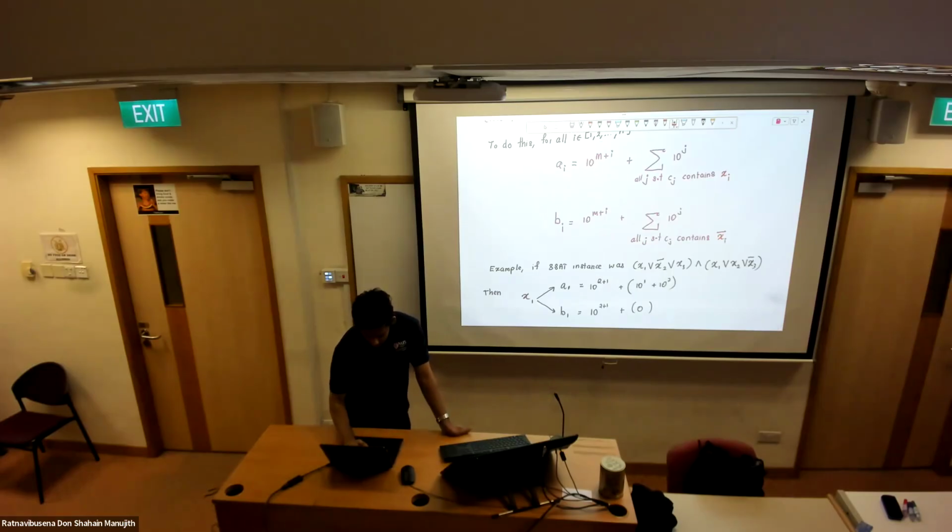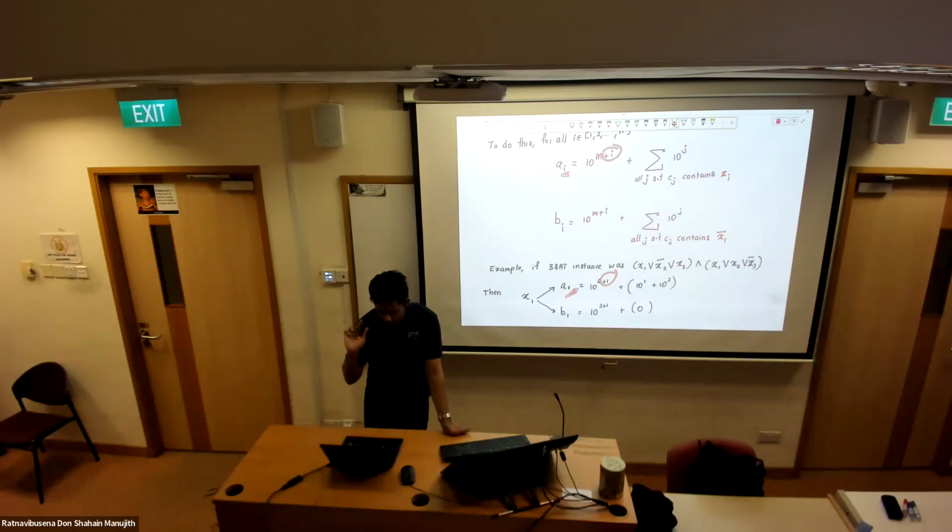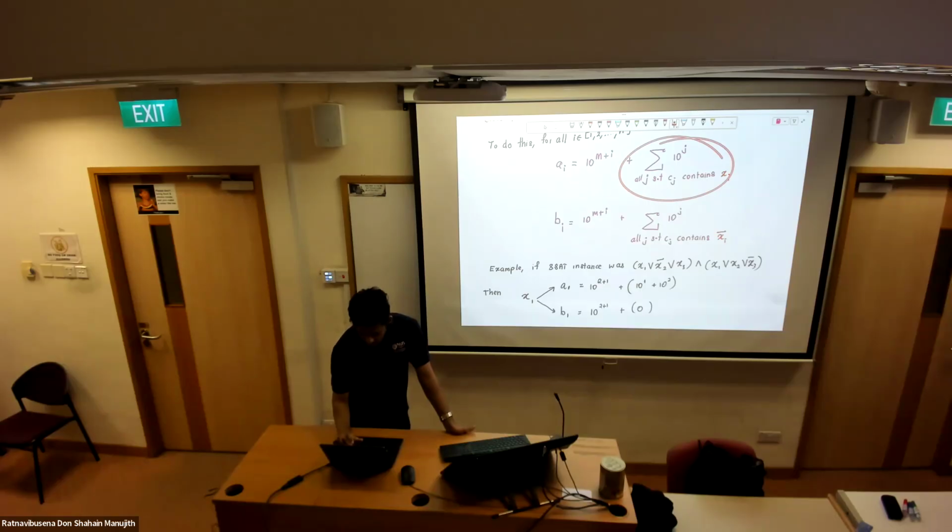Why does this 1 come here? Because i equals 1 here. In this case, i equals 1. a1 is equal to 10 to the 2 plus 1, plus, now I need to loop over every j such that clause Cj contains x1.